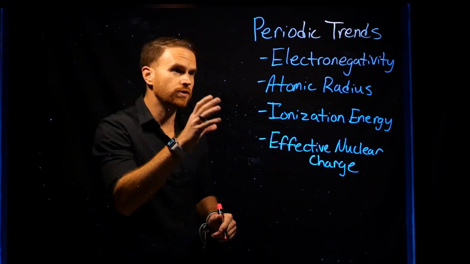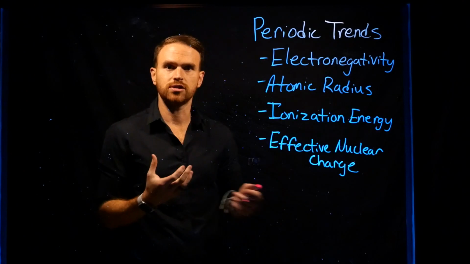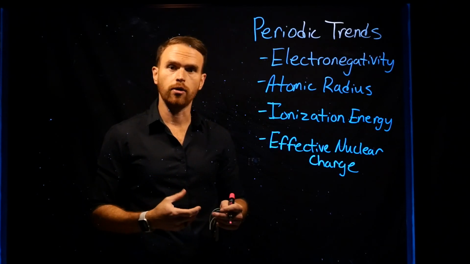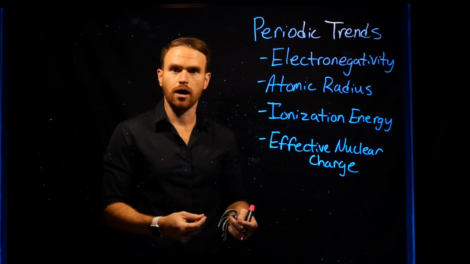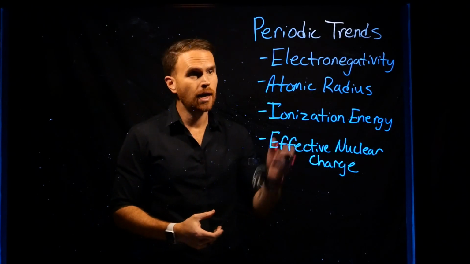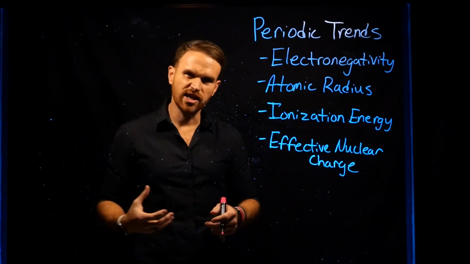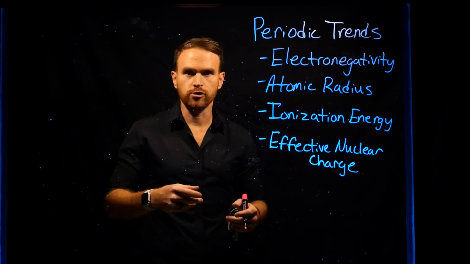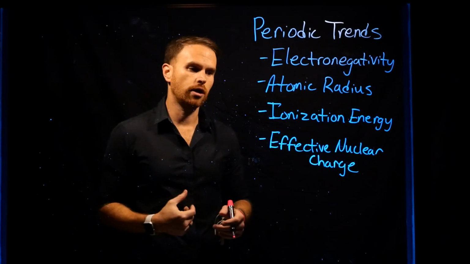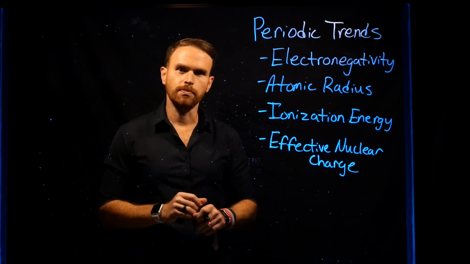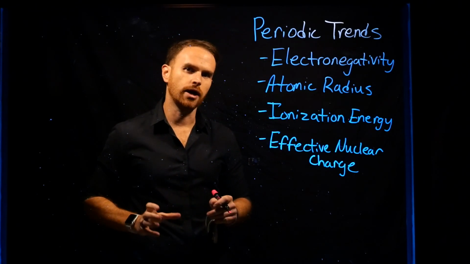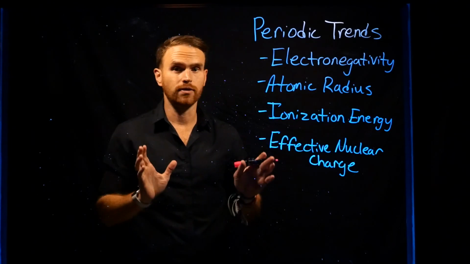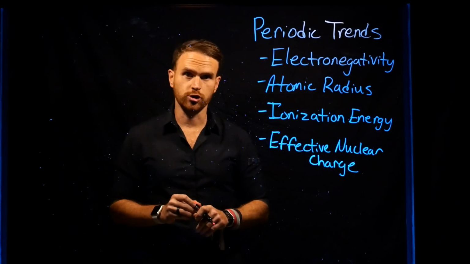On the screen, you see a few of those different periodic trends that we're going to talk about. It's going to be important to review these concepts as we move forward in our class, namely electronegativity, atomic radius, or the size of an atom, the ionization energy, meaning the amount of energy required to remove an electron, and effective nuclear charge, which may be one of the periodic trends that you would have skimmed over, if you even learned about it at all in your previous chemistry courses.